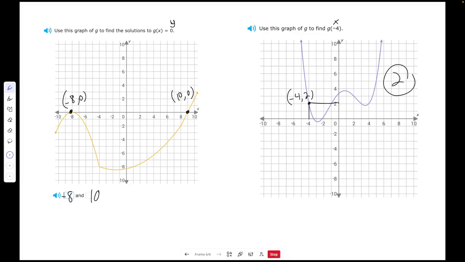And for the second problem, hopefully a little bit tricky here. Remember, the number in the parentheses, right, next to the letter is the x value. So this is saying when x equals -4, what does y equal? And so that would be +2.